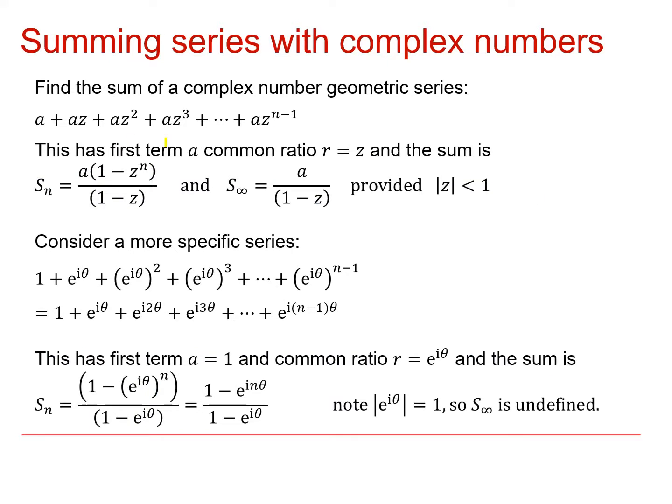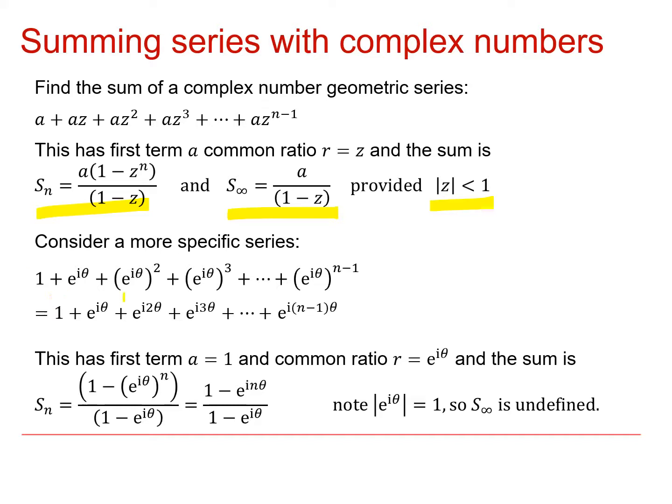There's that written out so that you can see it a little more easily. There's my expression for the sum to n terms and the sum to infinity, provided that the mod z is less than 1. And this is very much what we would expect to get from real numbers, and it works in just the same way for complex numbers.